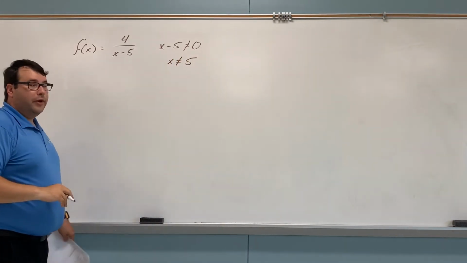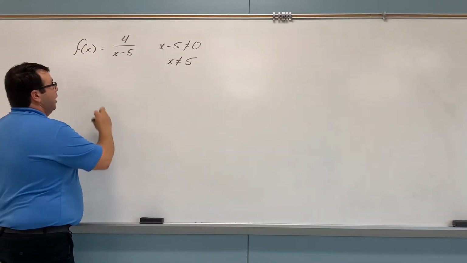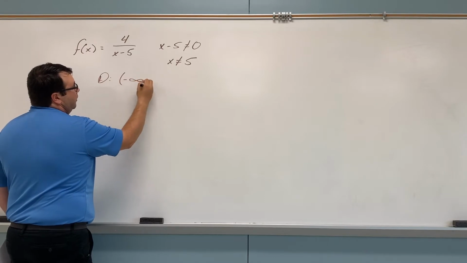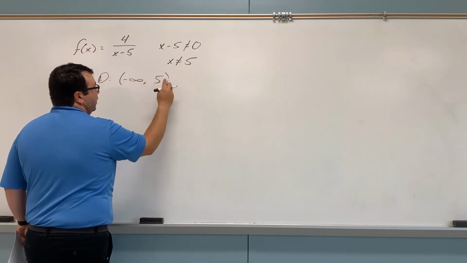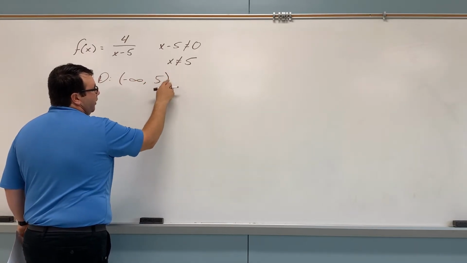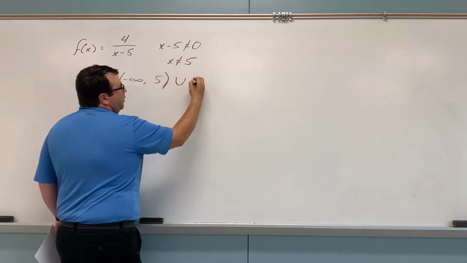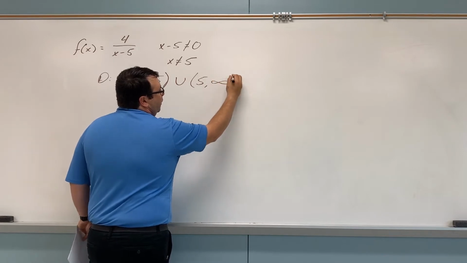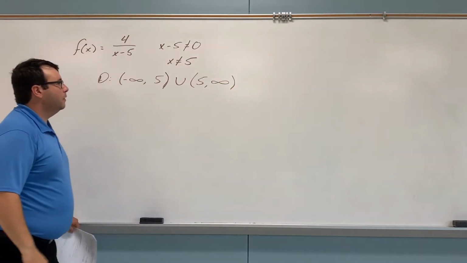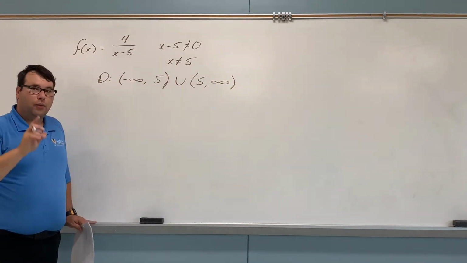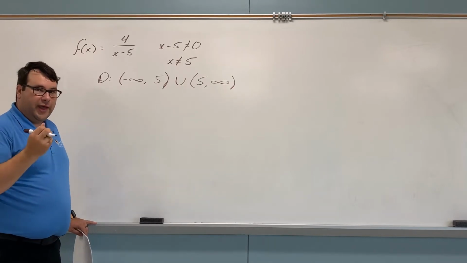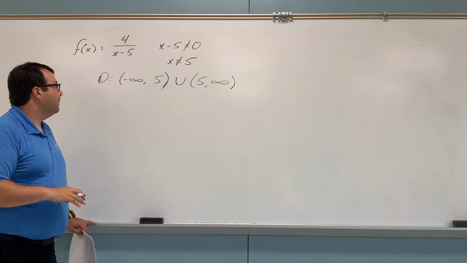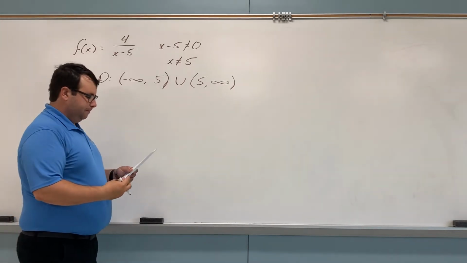And just as a reminder, in interval notation, you would write this so that the domain is everything up to 5, not including it, hence you're using a parenthesis, union from 5, still not including it, up to infinity. So you're just excluding the one value, which is 5, creating a gap in your overall domain set. Let's try another one.